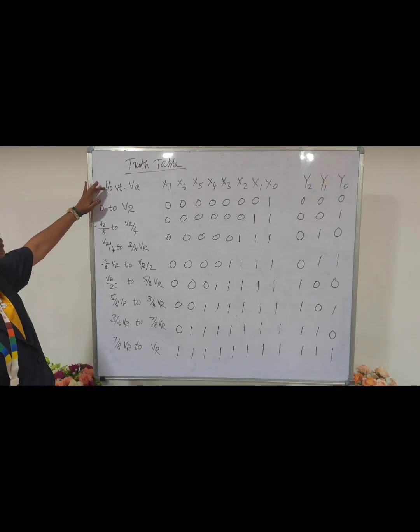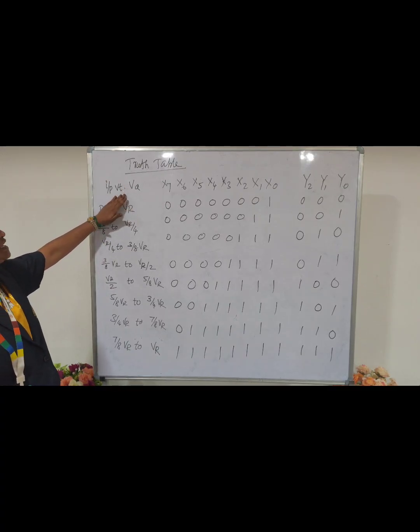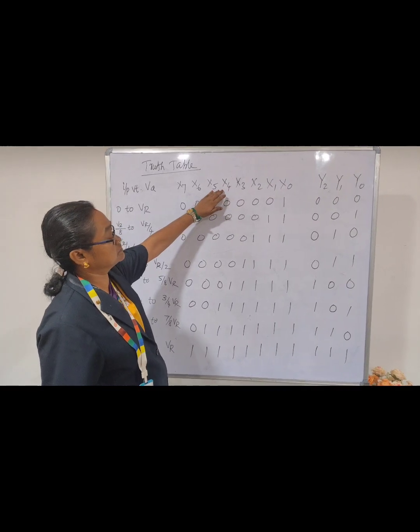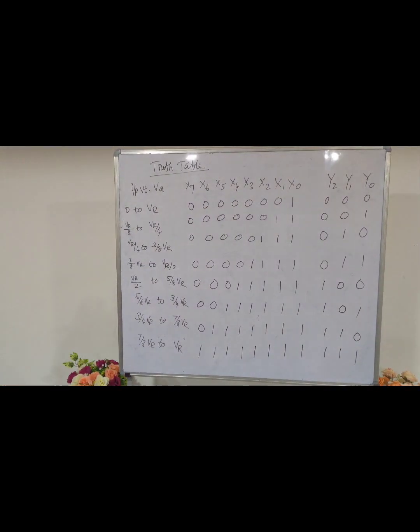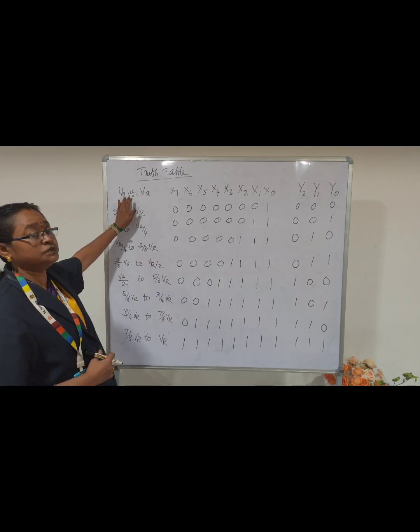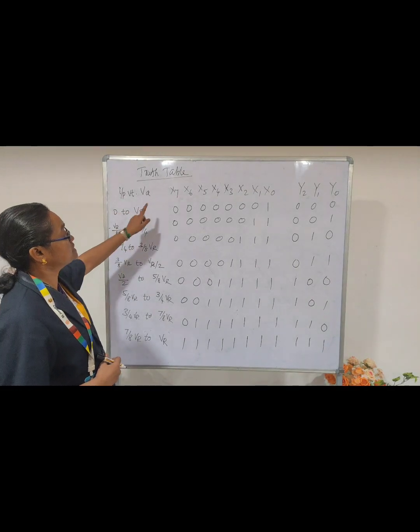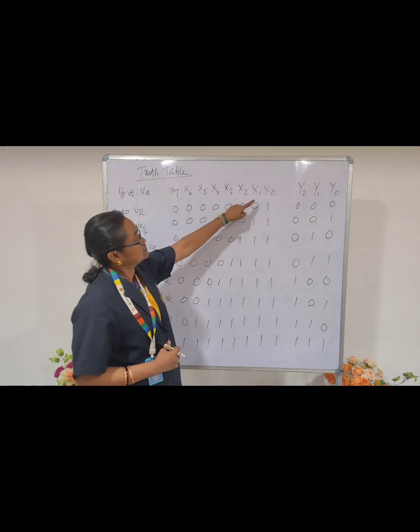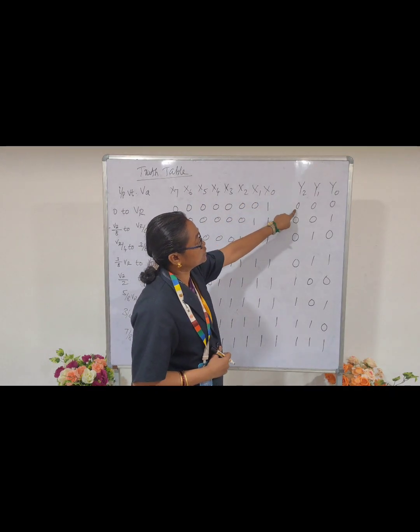This is your input voltage, analog voltage, VA. This is that comparator analog voltage. Now this is your node voltage, analog voltage. We are applying analog input. That is, 0 value is 1 means your output is 0.